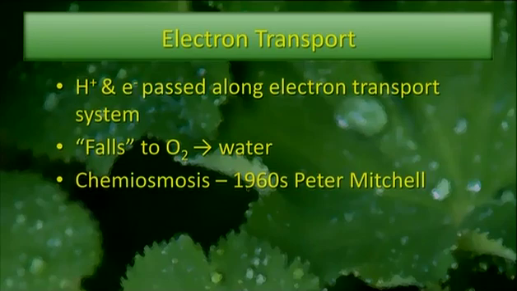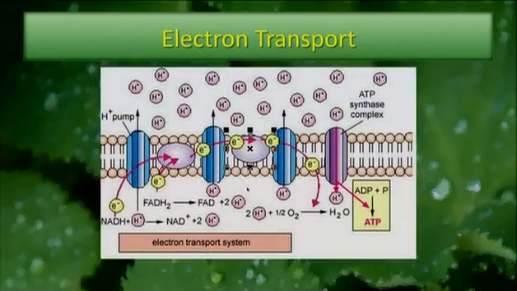We talked about chemiosmosis before when we were talking about photosynthesis, but chemiosmosis was delineated in the 1960s by Peter Mitchell, a British biochemist, and he won the Nobel Prize for this in 1978. During chemiosmosis, protons are pumped into the intermembrane space, from an area of lower concentration to an area of higher concentration, making a proton gradient.